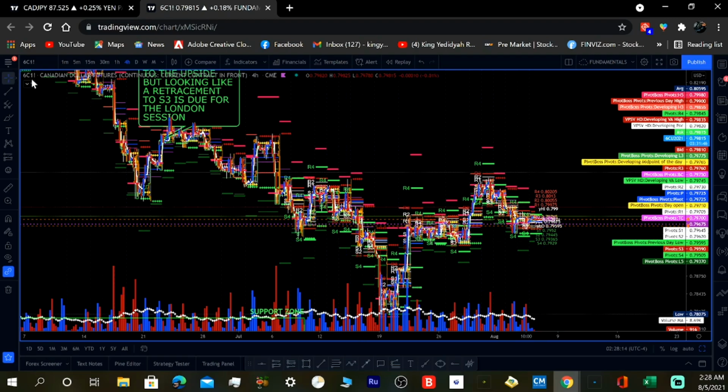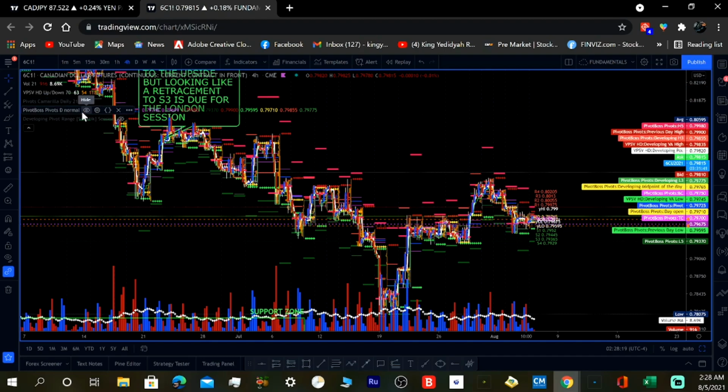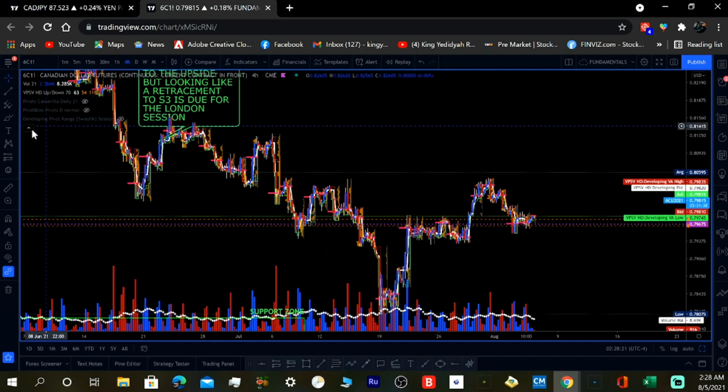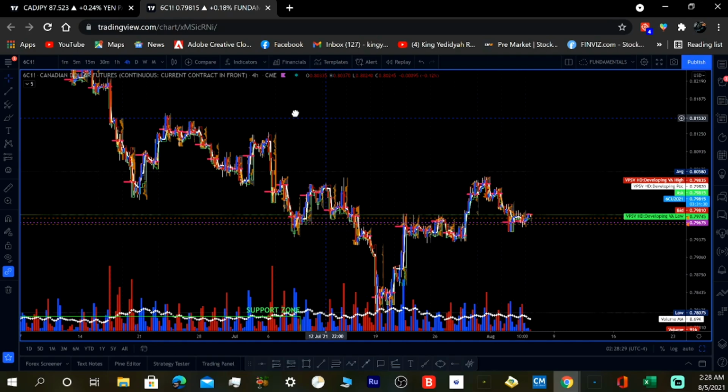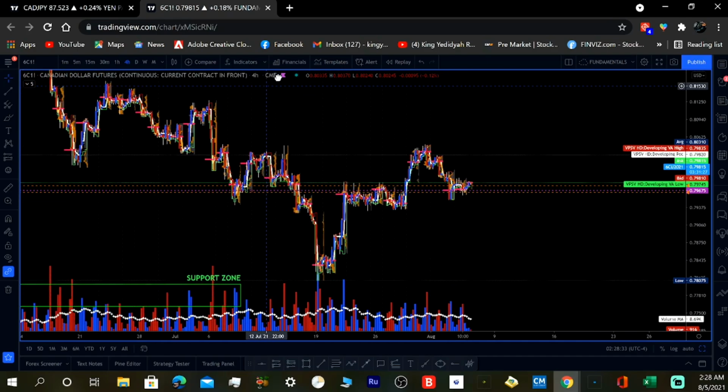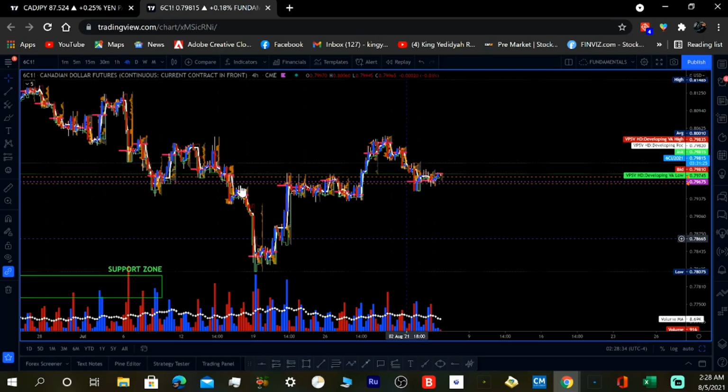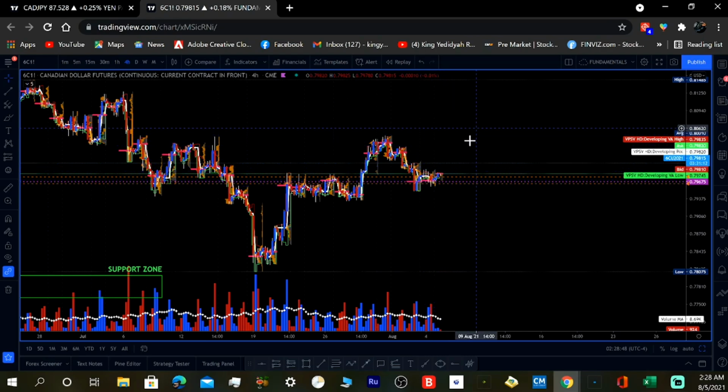And let me take off some of this stuff here, kind of clean it up a little bit so you can see the chart better. So looking at it now from this point of view, it's kind of like a breakout and retest of this level, and we're supposed to push up now again. Let's see what it does.